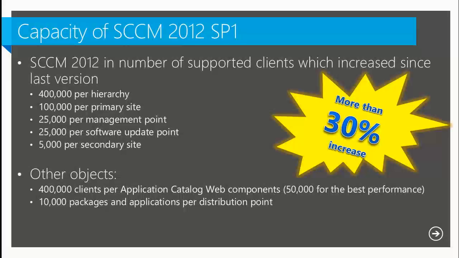And there are some other objects that we have to consider, because the new version of SCCM has some new features like the application catalog, web components, and application storage itself. We will be able to manage 400,000 clients per application catalog and 10,000 packages per distribution point.